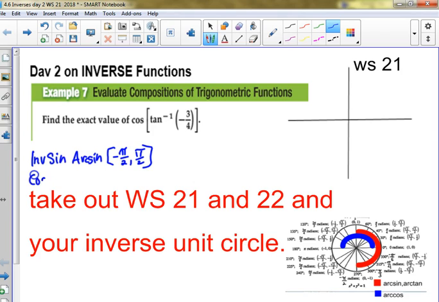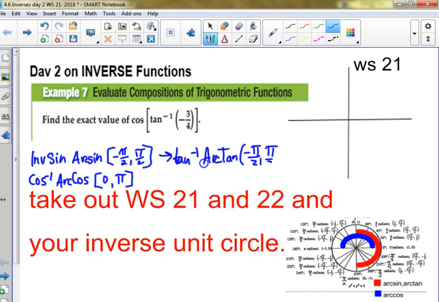Okay, cosine inverse, or arc cosine, which are the same thing, had what range of answers? 0 to pi. Okay, tangent was the same as which one? Almost the same as sine. Does anybody remember what was different? Yes. It's from negative pi over 2 to pi over 2, but it can't be either of the ends, okay?